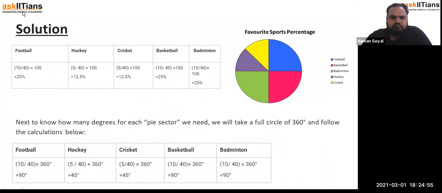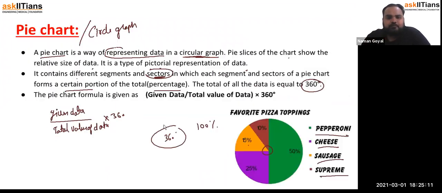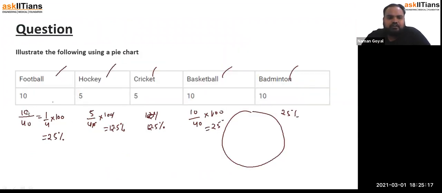Now let me show you the solution of this question. First of all we found the percentages: football 25, 12.5, 12.5, 25 and 25, right? Now we have to find the angle. What was the angle formula? Given data upon total value of data into 360. This given data is for 10 upon 40 into 360, so it will be 1 upon 4 into 360, which is 90 degrees. Are you getting my point?